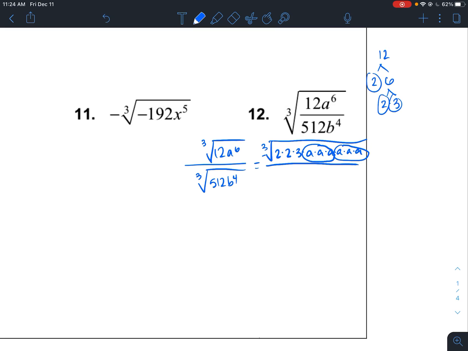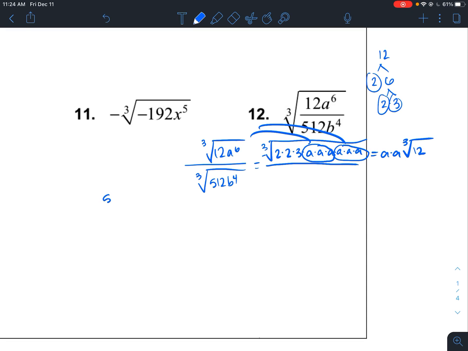So I can simplify this. I can pull out an a and an a. So then I have a times a times the cube root of 12. I'm just going to leave that as the cube root of 12, which means I can no longer simplify it. I can't simplify the cube root of 12. But this ends up being a squared, right? I'll write this down further, but now let's try the denominator.